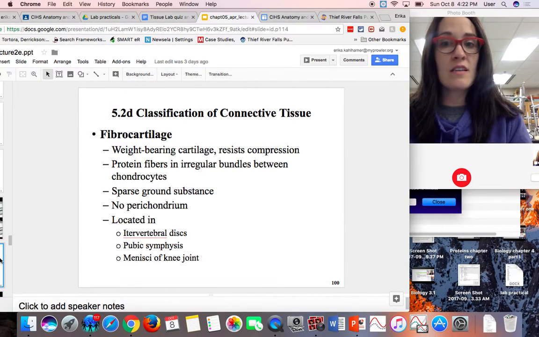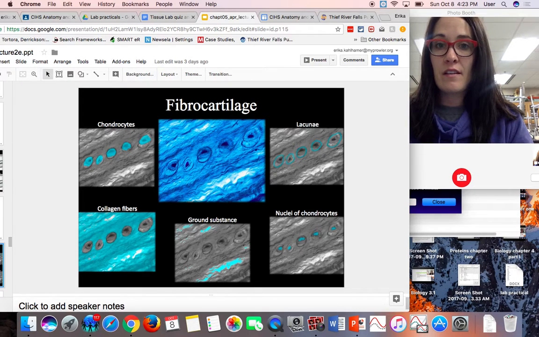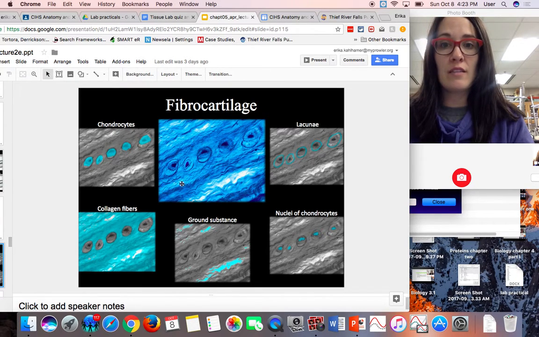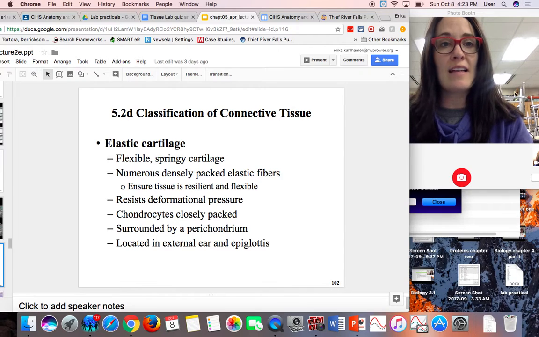We also see this in the knee joints, the menisci. And that's fibrocartilage, it stains a blue color. And those are the little lacunae with the nucleus, and they're the cells. So that's fibrocartilage. The last type of cartilage is elastic cartilage.